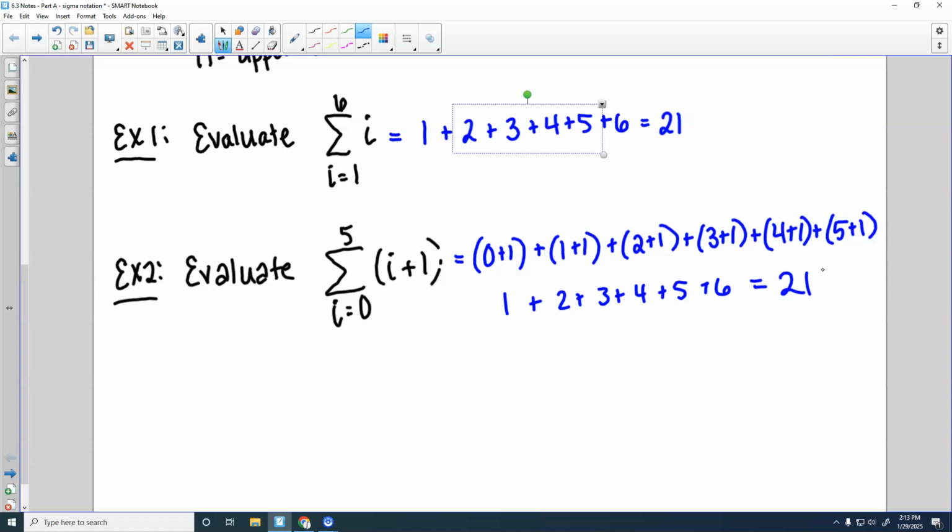So if I wanted to add the numbers between 1 and 6, there's an infinite number of ways that I could write that with a summation. Obviously, example 1 is the easiest way to write that with a summation, but you could use it with all types of formulas here.